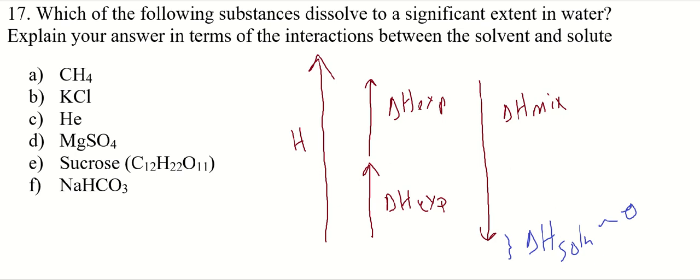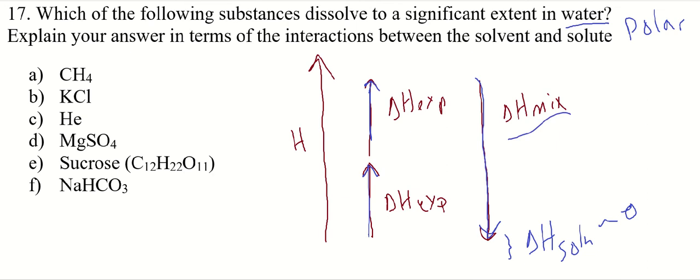The bottom line is the intermolecular forces between the solvent, in this case water, which is polar, and the solute need to be similar. That way this delta H of mixing will be significant. They'll be attracted to each other more, which will in effect make this much more exothermic, which will make this substance soluble. All right, so let's go through these.